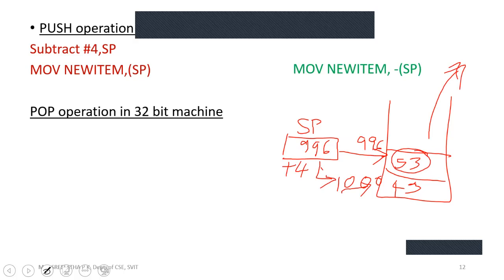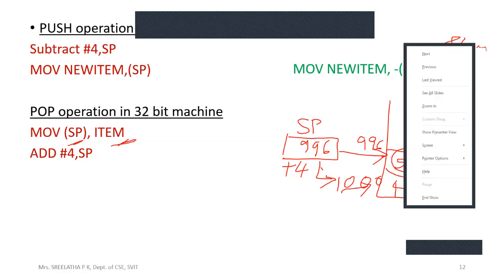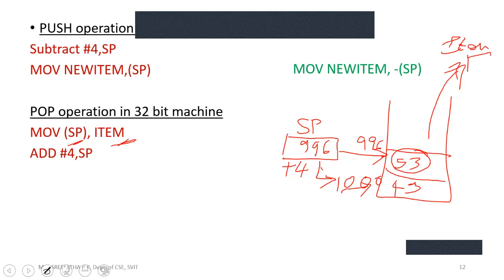So the pop is: move the value that is pointed to by SP, at the memory location stored in SP, out to a variable by the name item. Item is a variable. In this variable item, the value 53 is stored and the SP value is incremented. So it becomes 1000. SP is pointing to this location, as this element is not there, and this is the topmost element of the stack now.